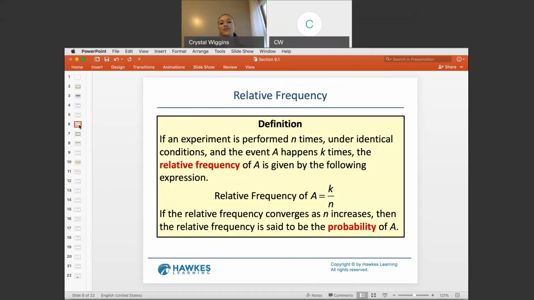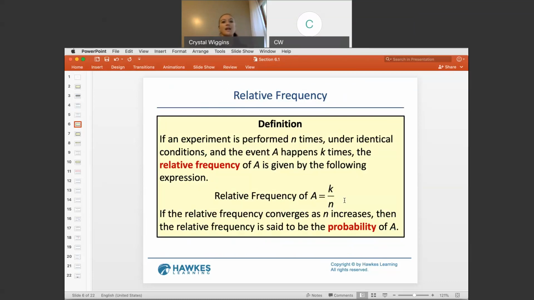So if an experiment is performed n times, that just means a finite number of times, under identical conditions, and the event A happens k times, some integer k, the relative frequency of A is given by the following expression. And we've calculated relative frequency before, so this is no different than when we learned about the frequency tables in chapter 3. The relative frequency was always calculated by the part divided by the whole. So that's literally all this is saying, and relative frequency is no different from a basic probability calculation.